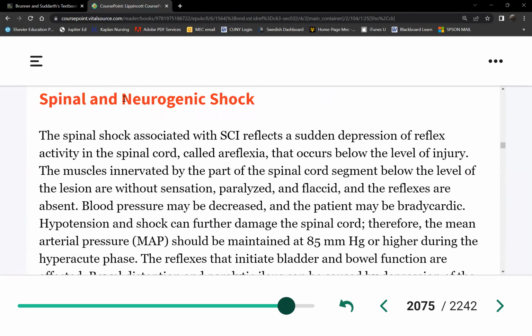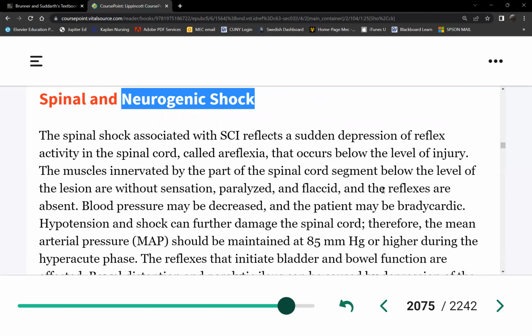Just to make sure you still remember neurogenic shock. So what are the signs and symptoms? How do you know the patient has it? And this occurs during the first 48 hours. Besides bradycardia, what will happen?